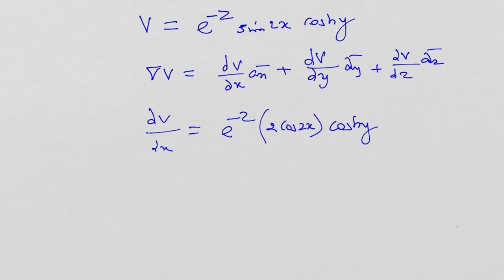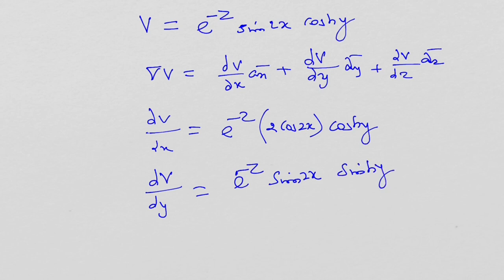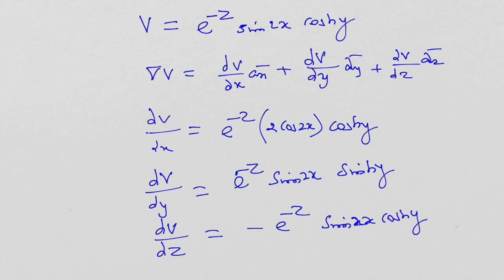Okay. Similarly, dou v by dou y, which gives me dou by dou y of e power minus z sine 2x into cos hy. As far as y is concerned, e power minus z is treated to be constant and sine 2x will also be constant. The one and only parameter which will be differentiated this time will be cos hy alone, whereas rate of change of v with respect to z will be simply minus 1 into e power minus z, whereas sine 2x and cos hy are treated as constants.